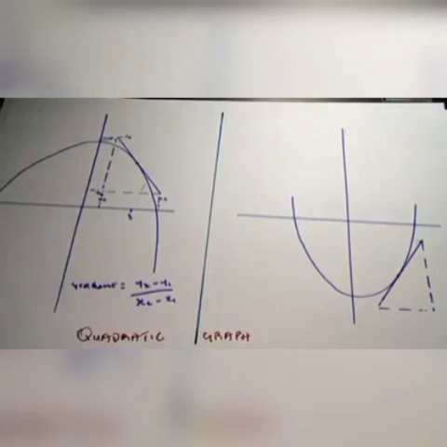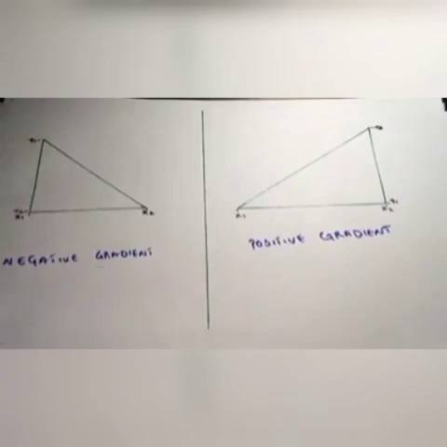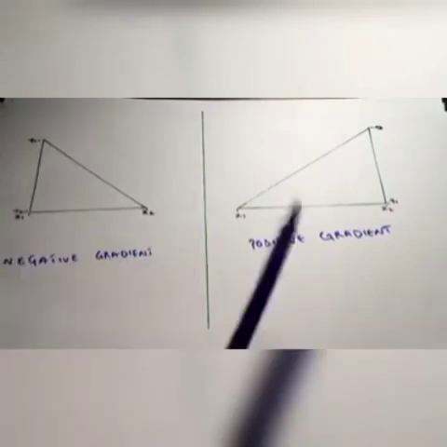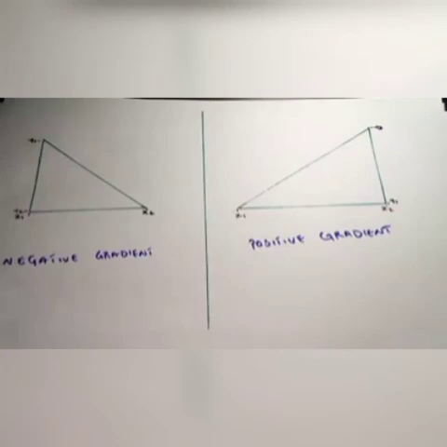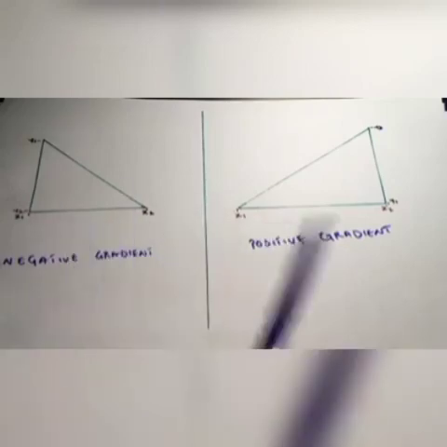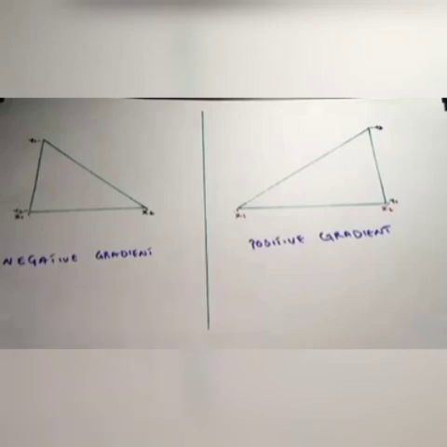So the basic secret is for you to be able to know which of them is a negative gradient and which is a positive gradient. And just like we've explained, a negative gradient is always in this format. The positive gradient is always in this format. And the values for y1 and y2 are different in the different gradients. But x1 and x2 in the gradients remain the same.